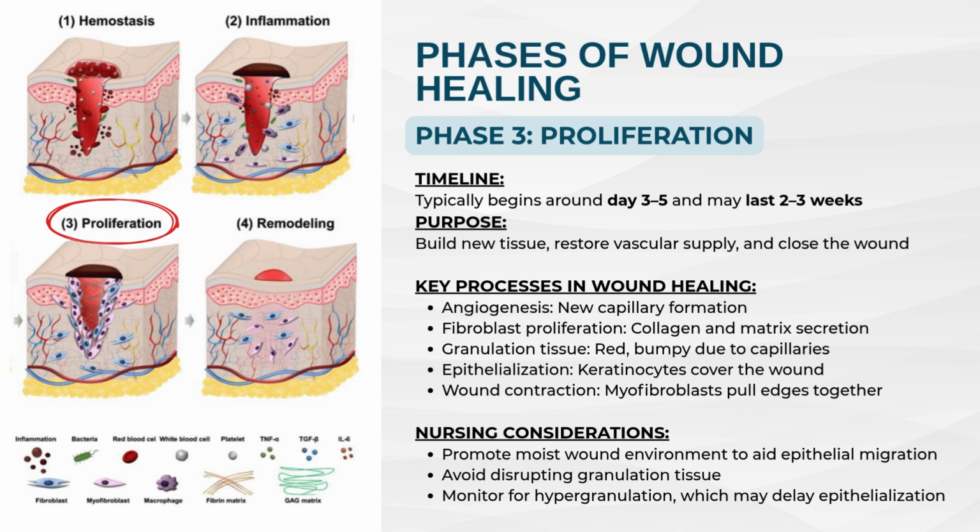Nursing considerations: maintain a moist wound environment. This is crucial for keratinocyte migration. Avoid disrupting granulation tissue during dressing changes. Monitor for hypergranulation, an overgrowth of tissue that can impede epithelialization. This phase is where visible healing happens. Supporting it properly means setting the stage for durable wound closure.